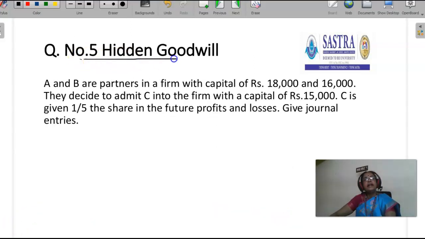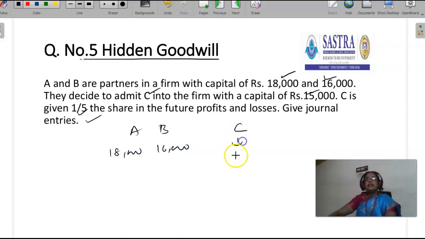Question number 5. Hidden goodwill. A, B are partners in a firm with capitals of 18,000 and 16,000. They decide to admit C into the firm with a capital of rupees 15,000. C is given 1/5 share in the future profit and losses. Give journal entries. There are two partners A and B. Their capital is 18,000 and 16,000. They admitted C. He brings capital of rupees 15,000 and his share is 1/5.